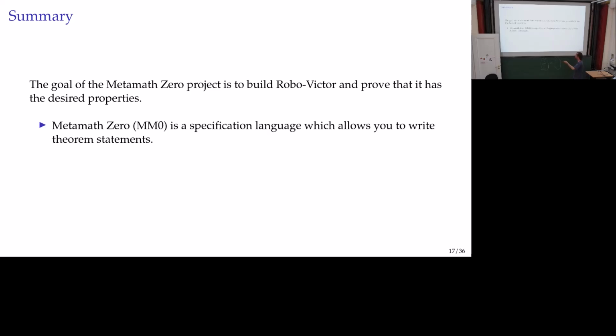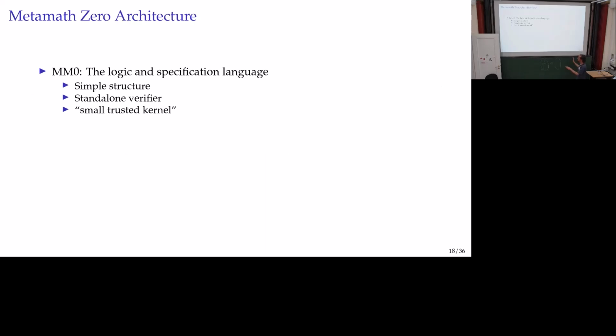Metamath 0 specifically is a specification language which allows you to write pure statements, and the analog is the MM0 verifier. And just to give you some overview, there are basically three components in this architecture. The first one is MM0 itself. It's the logic and specification language. It has a symbol structure, a standalone verifier, a small trusted kernel.